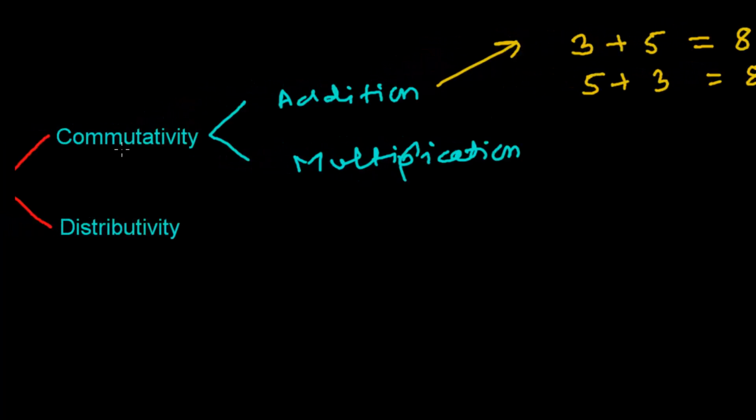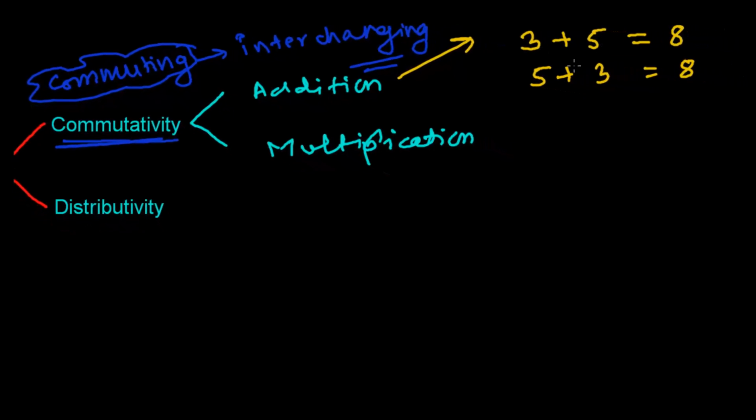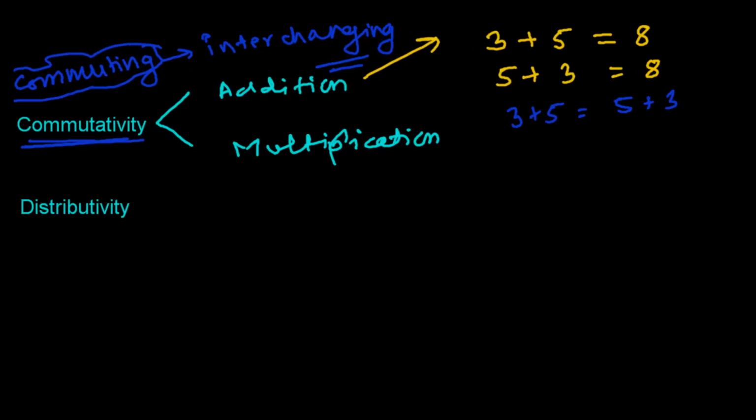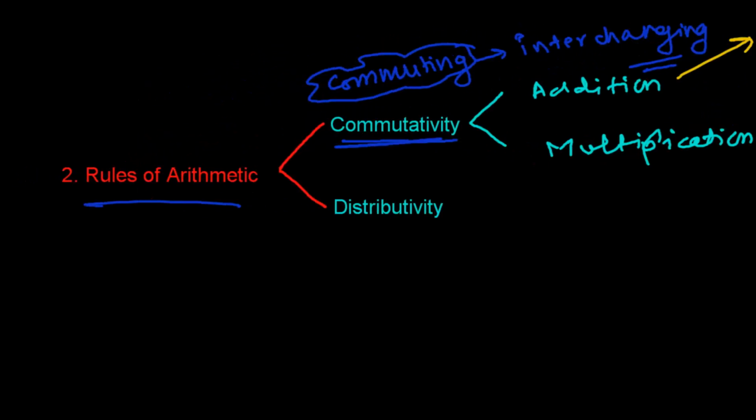Now let's try to understand the word first. Commutativity is the word that we made from commuting. And what is the meaning of commuting? That means interchanging. So when we interchange the numbers, 3 plus 5 or 5 plus 3, both are the same. That gives the same result in arithmetic. That's why I told you this is the rules of arithmetic. So we're going to generalize that thing.